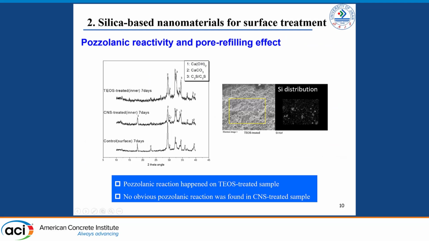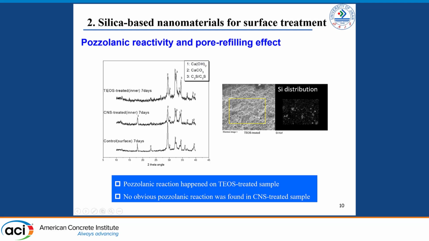And the mechanisms of the surface treatment can be shown by the X-ray diffraction. So from here, from the left, we can see that after the surface treatment with TEOS, the very inner part of the cement paste, the calcium hydroxide peak, is potentially reduced when compared to the colloidal nanosilica treated sample or the control without the treatment. So this clearly shows the pozzolanic reaction at the surface after the spraying of the TEOS.